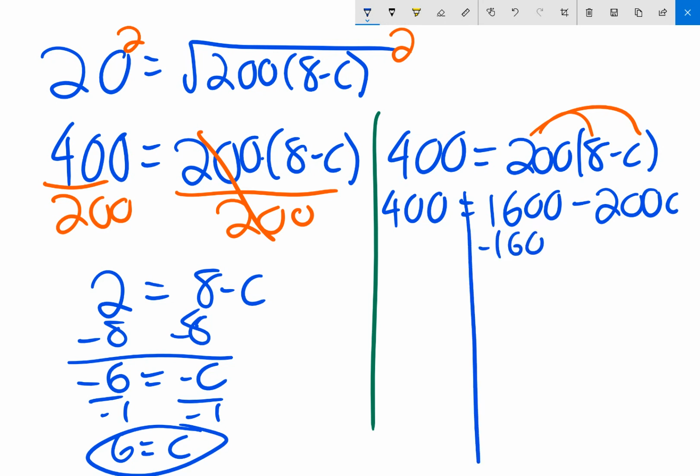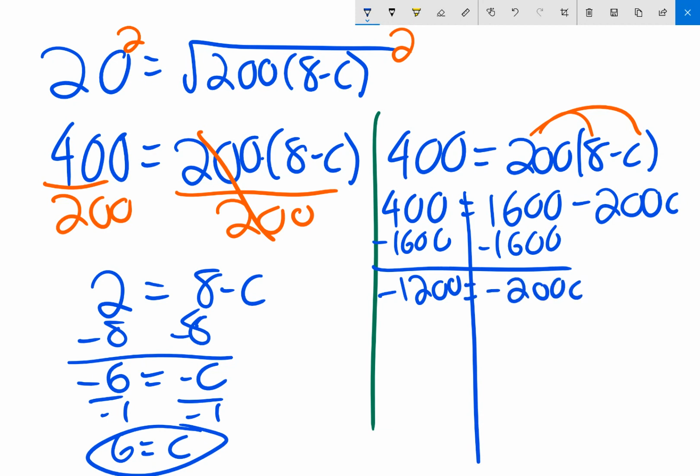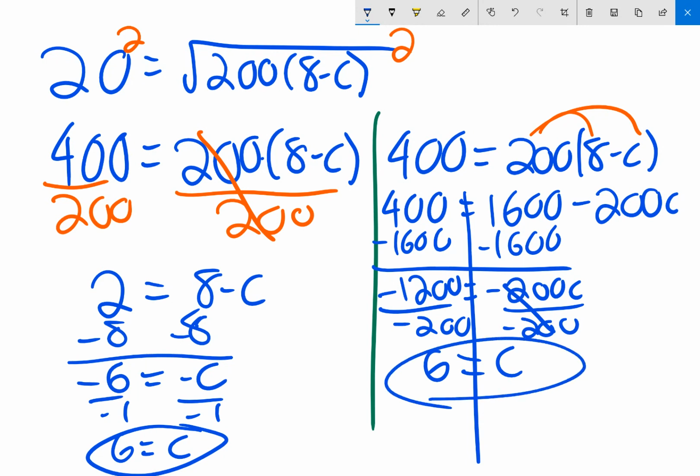So subtract 1600 on both sides. That's going to leave you with negative 1200 equal to negative 200c. And then since you want to get rid of negative 200, you can divide by negative 200. And you'll get c equal to 6, because negative 1200 divided by negative 200 is 6. So you get the same answer either way.